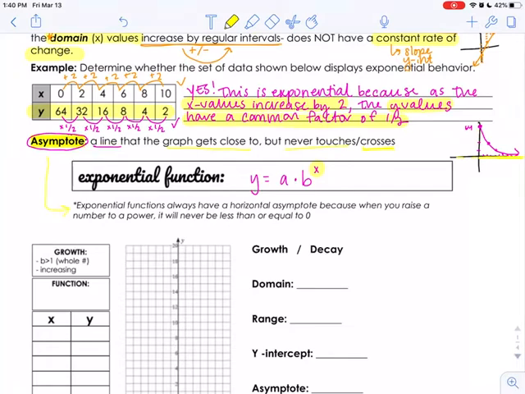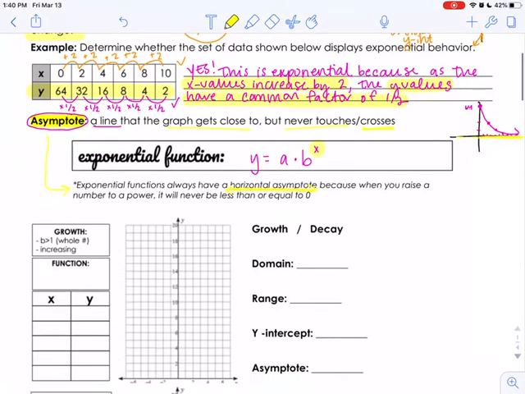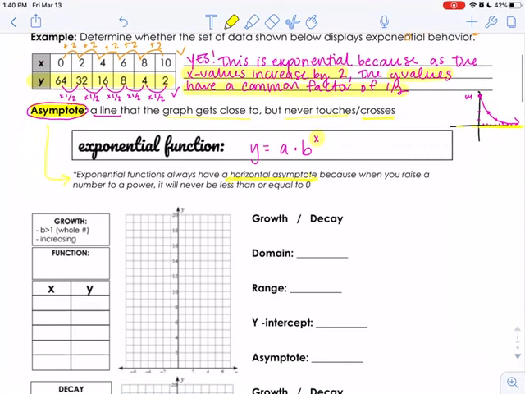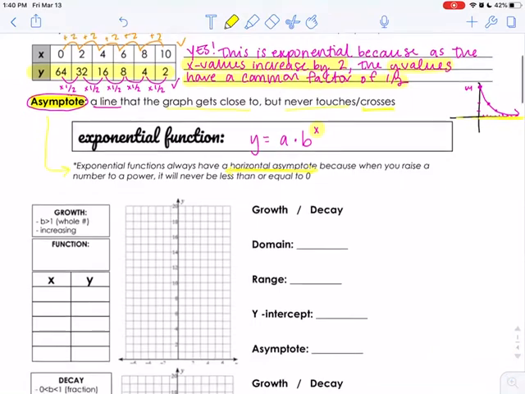So exponential functions are always going to have a horizontal asymptote. That means a horizontal line like this that the graph is never going to touch, because when you raise a number to a power, it will never be less than or equal to 0. So that's just a side note. You'll see that these functions will all have a shape, and then they'll curve and get closer and closer to a certain line, but they're never actually going to touch that line.